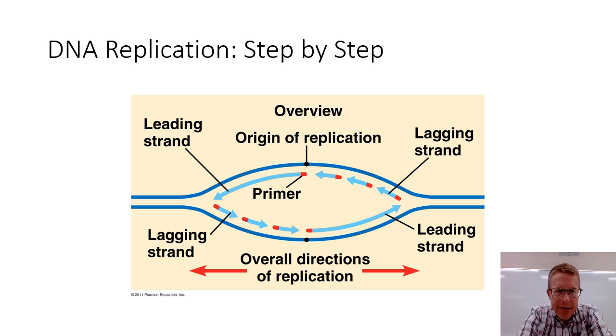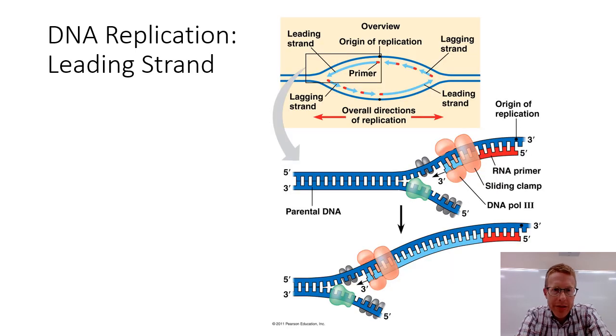Let's go through step by step how DNA replication happens. We'll start with the leading strand. So the leading strand is created continuously, and nucleotides are added to the growing strand in the direction of the helicase. And so the leading strand is formed in the same direction as the helicase is going. Okay, so the helicase is unzipping and unwinding, and then DNA polymerase 3 is adding nucleotides in that same direction. And that's always in the 5' to 3' direction on that growing strand.